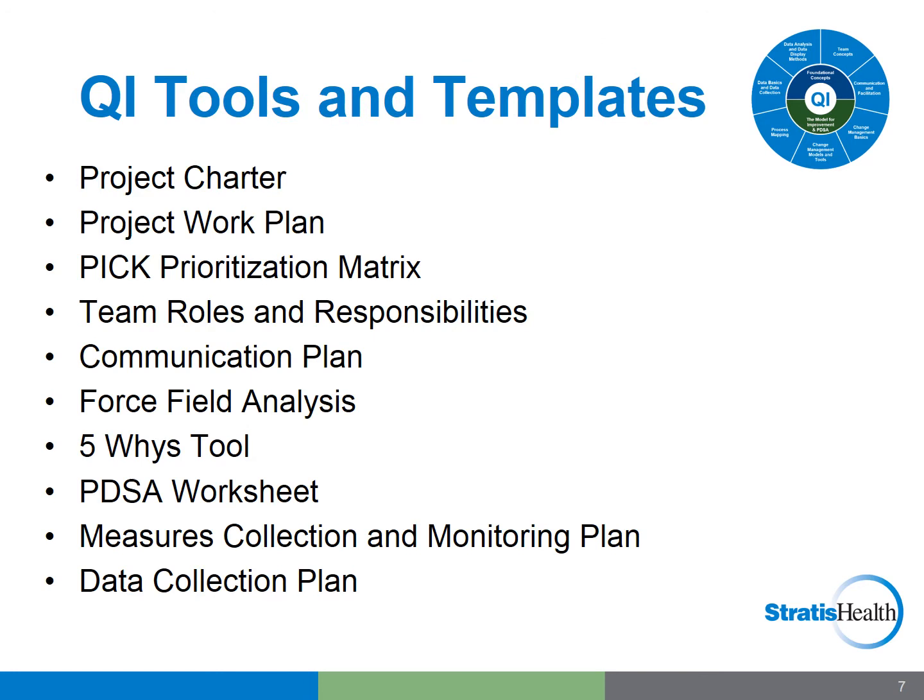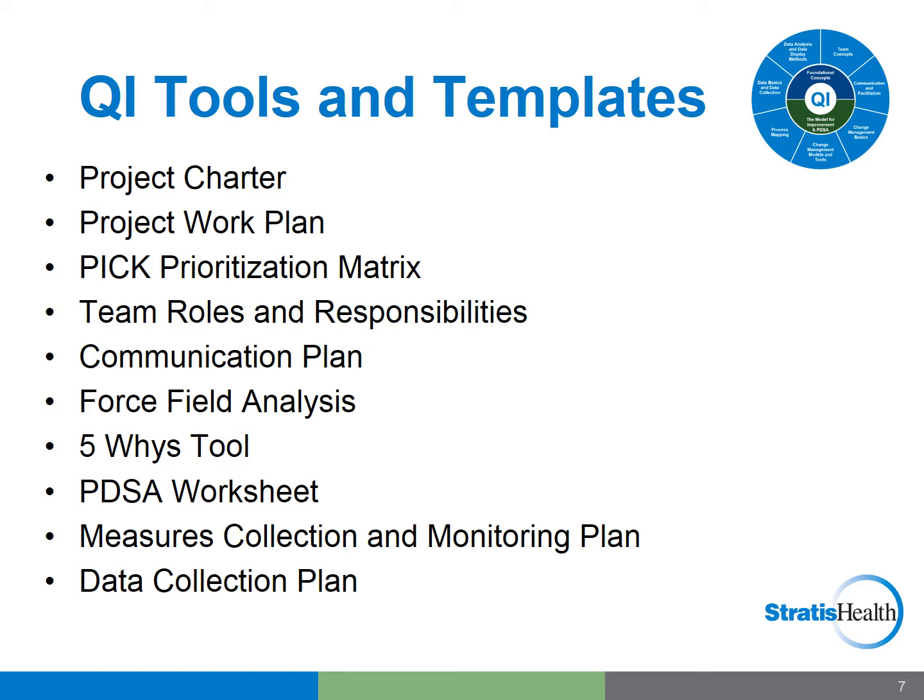As a refresher from the modules you've worked through, here's a list of the tools and templates that will help organize and guide the QI team in our example. They will use many, but not all listed here. Project Charter provides scope, goals, and overall definition of the project. Project Work Plan. This tool keeps our tasks organized and team members accountable for work and deadlines. Pick Prioritization Matrix. Helps us look at many project options and identify those that will be our highest priority.